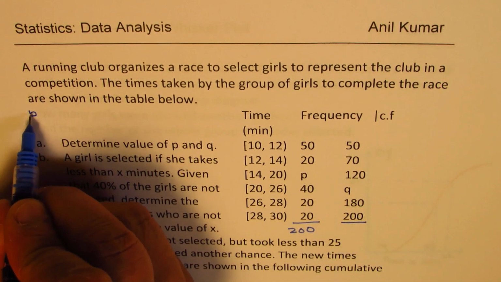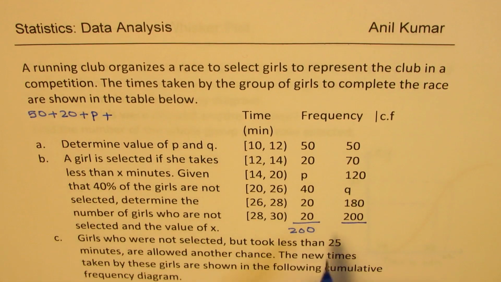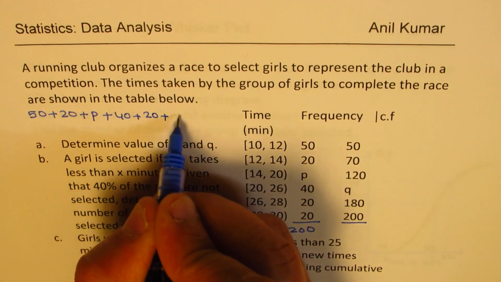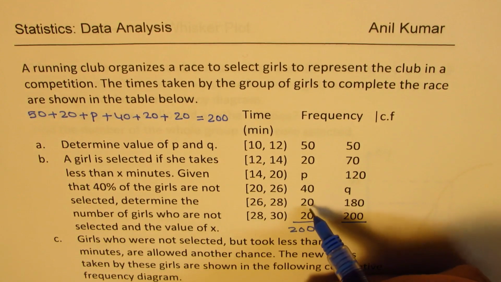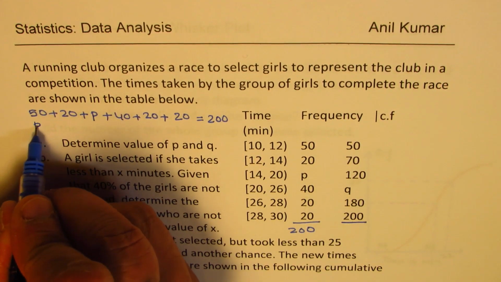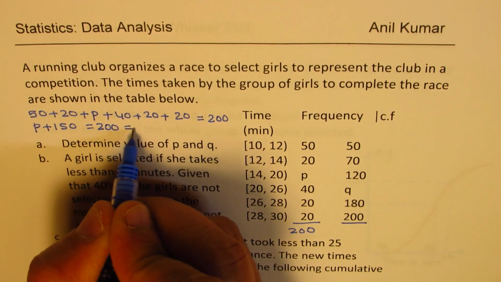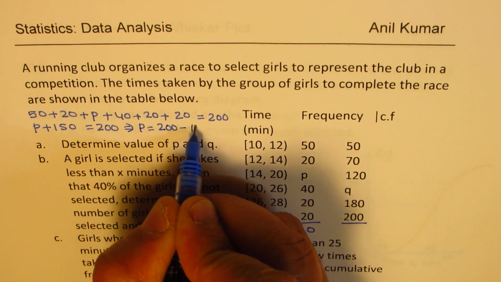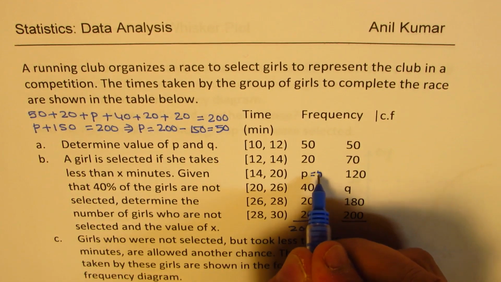So what we have here is 50 plus 20 plus P plus 40, 20, 20 should be 200, right? Now this is 20 and 20, 40, 80, 100, 150. So P plus 150 is 200. So that gives you the value of P as 200 minus 150, which is 50. So P is equal to 50.